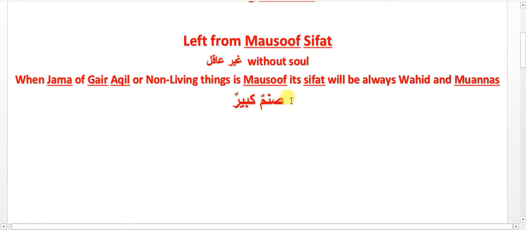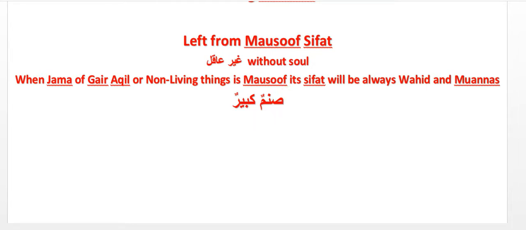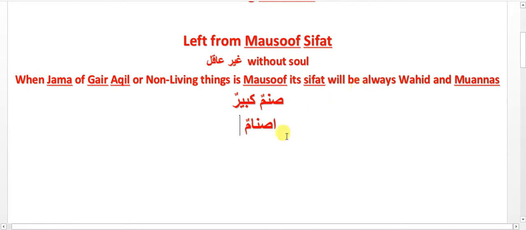Now, according to the rule, if mawsoof is a jama of ghair aqil, the jama of sanamun is asnam. Asnam is ghair aqil. Why? Because it's the jama of a stone, and a stone is non-living thing. So asnam, what will be? Its sifat will be always wahid muannas. Wahid and muannas. Wahid means single.